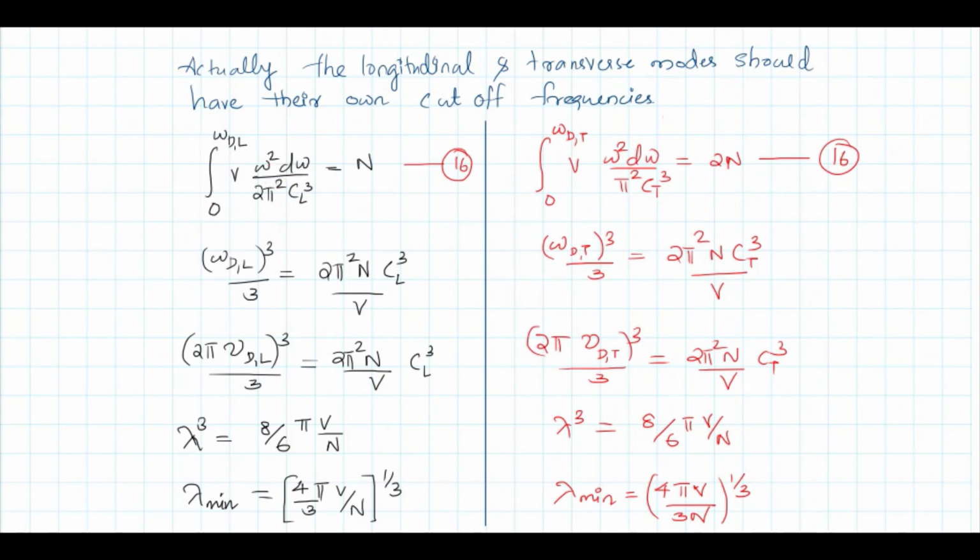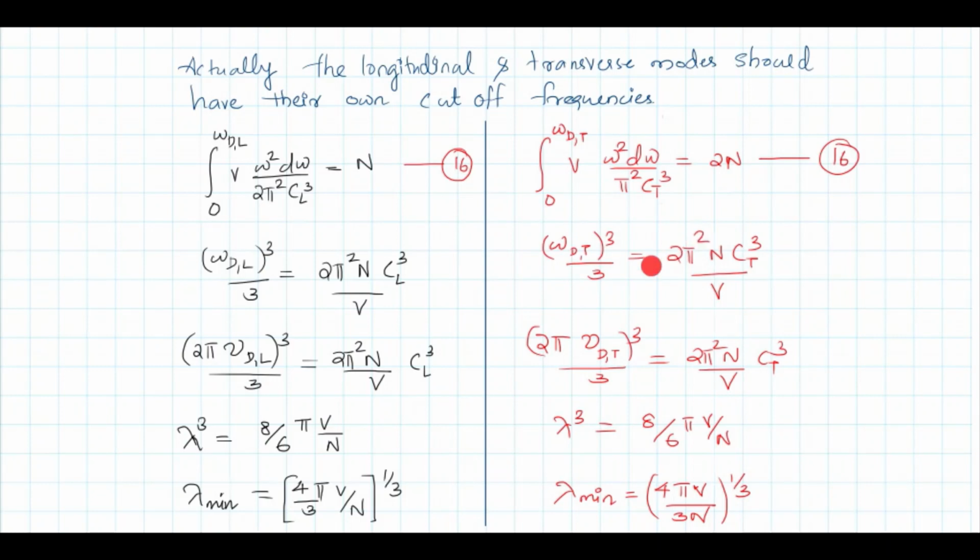So solving this, you can find ω_DL³/3 equal to 2π² n/V C_L³. Omega you can write as 2πν, where ν is frequency, (2πν_DL)³/3 equal to 2π² n/V C_L³. But c divided by ν is nothing but λ. So λ³ is equal to, rearranging this, you will get 8/6 π V/n, or λ minimum. The maximum frequency corresponds to a minimum wavelength. λ minimum is equal to (4/3 π V/n)^(1/3).